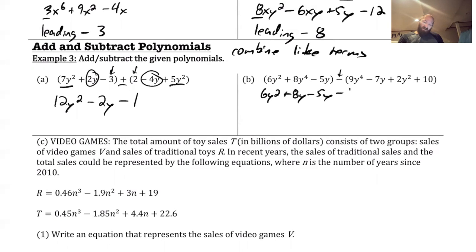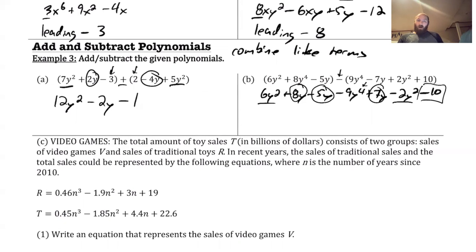So we're subtracting a 9y to the fourth. We are subtracting a negative 7, so that makes that a positive 7y. And then negative 2y squared and negative 10. Okay, we're taking the opposite sign of everything inside the parentheses. Now let's do the same thing. So I got 6y squared, negative 2y squared. Y to the fourth is just by itself. Okay, we've got positive 8, negative 5, and positive 7. And then looks like negative 10 is by itself there.